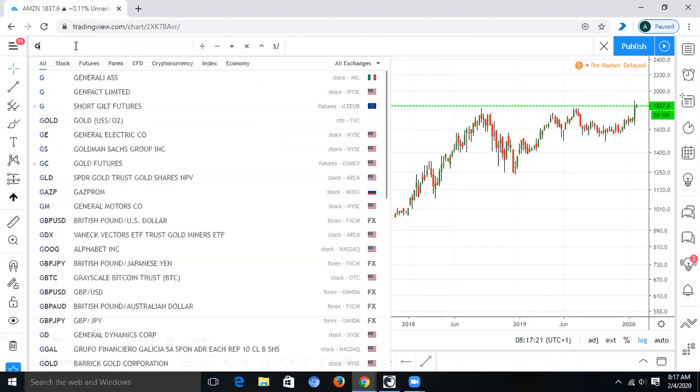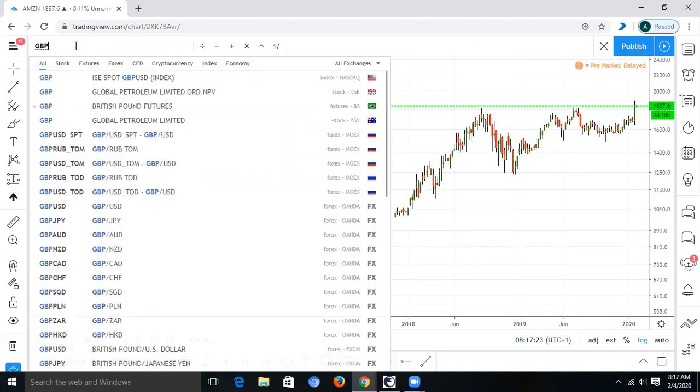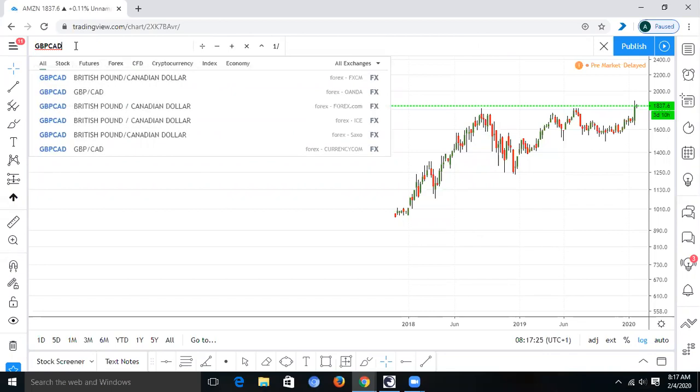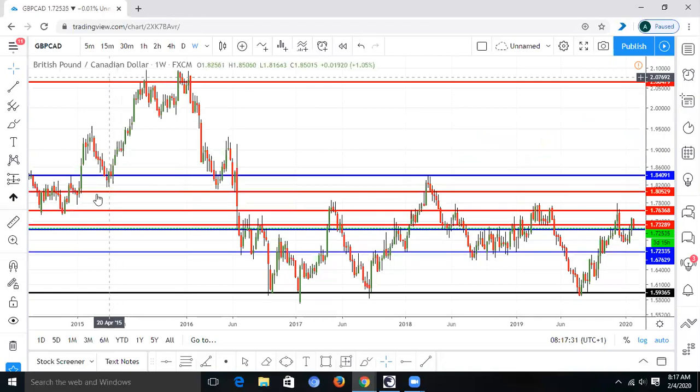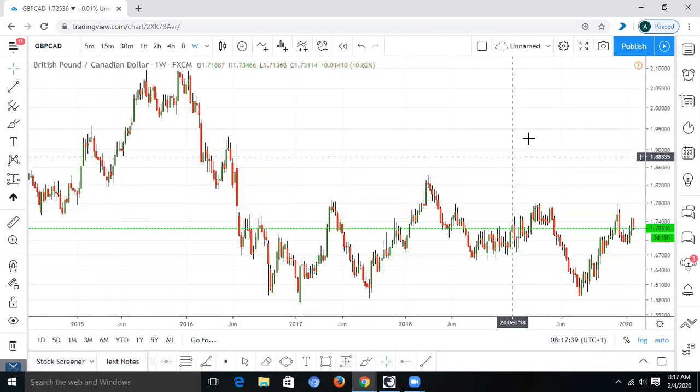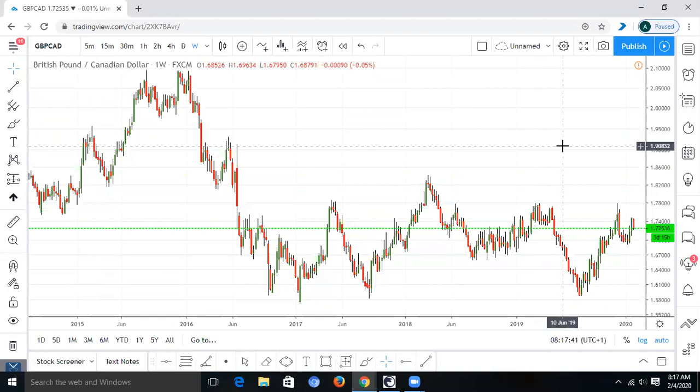GBP CAD, I've not traded that pair before. Let's see if it's actually in the market. Okay, it is there now. The GBP CAD is there, but it's not where I can add those quotes. Sometimes it could be from your broker.